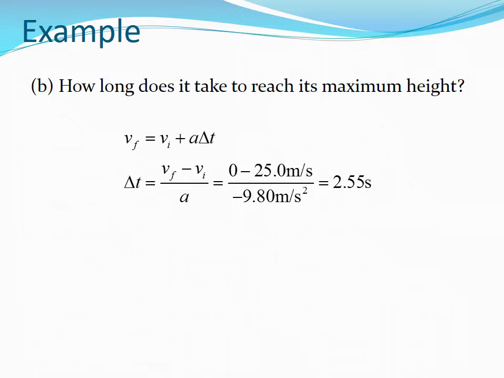How long does it take to reach its maximum height? We will use our second kinematic equation as our basic equation. V final is equal to V initial plus the acceleration times the time interval. We rearrange to find the time interval, which is V final minus V initial divided by the acceleration. The final velocity is 0. The initial velocity is 25 meters per second, divided by the acceleration of minus 9.80 meters per second squared, gives us a total time of 2.55 seconds to reach its maximum height.